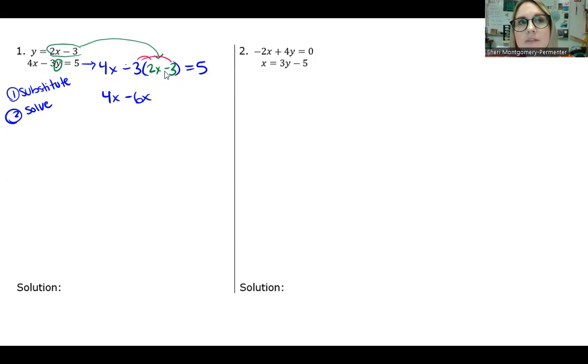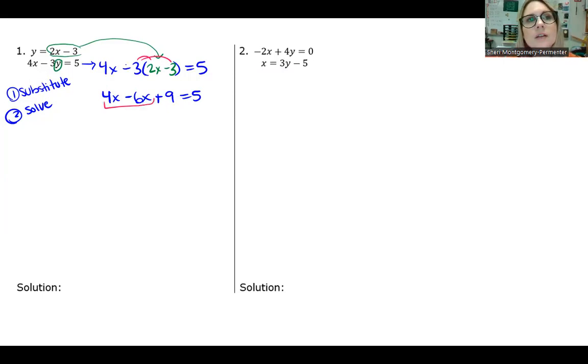Negative times a negative is a positive. And what's 3 times 3? 9. Next step, I have 2 x's. Can I put them together? They're on the same side, so I don't change any of the signs. I'm just putting these things together.